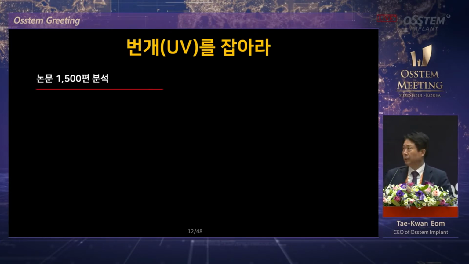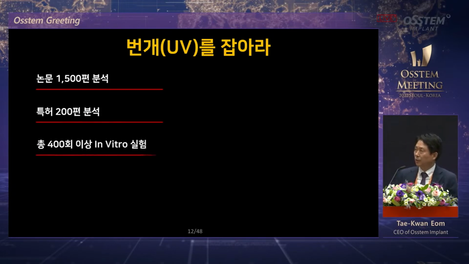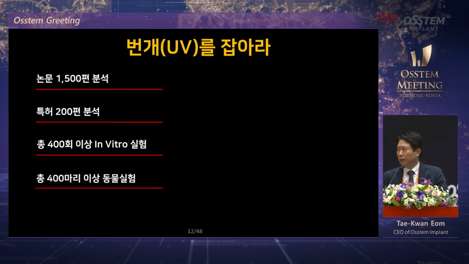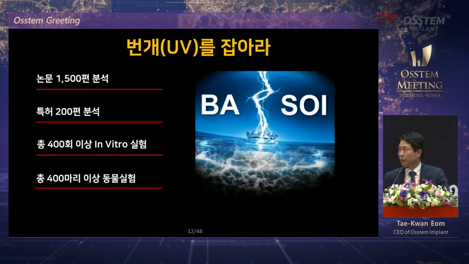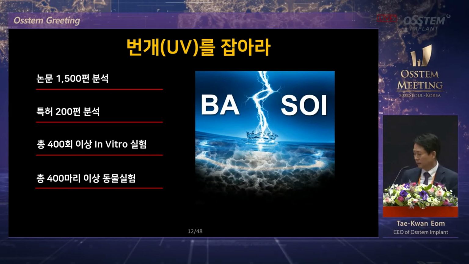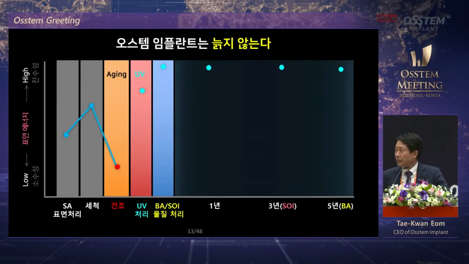First, 1,500 relevant papers were analyzed. That is a large volume of papers. Second, 200 patents were analyzed, and we did 400 in vitro experiments, and on medium-sized animals, more than 400 animals have been studied, and the UV was cut. BA and soy, these two are the results. We didn't talk about it when we launched the BA and the soy. Let me explain why.